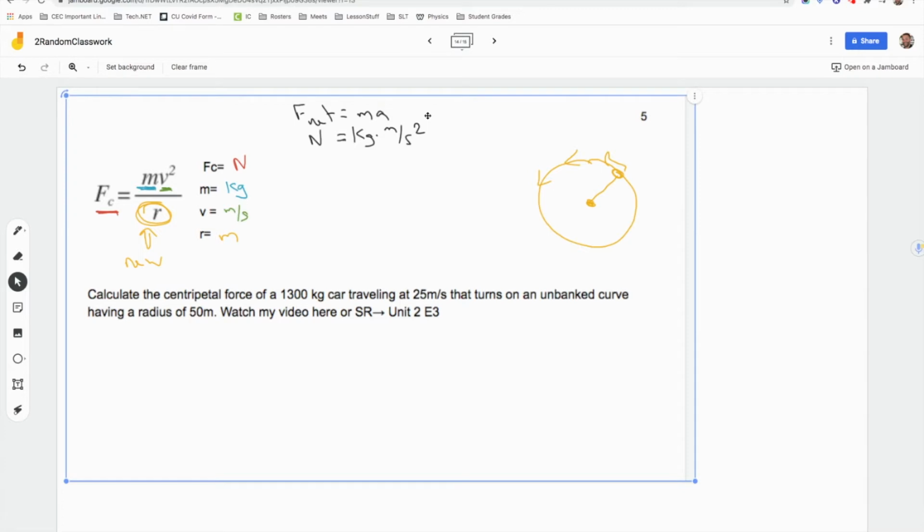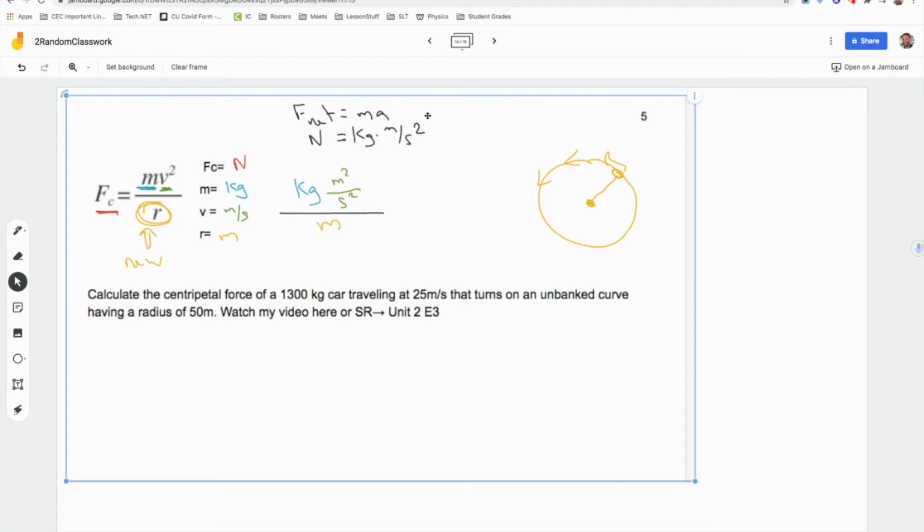So if I plug this in, mass is kg. Velocity squared, now this is what's tricky, I squared it in the equation, guys, so that's going to be m squared over s squared. That's why these numbers are squared here. Then I divide that by the radius, which is measured in meters.